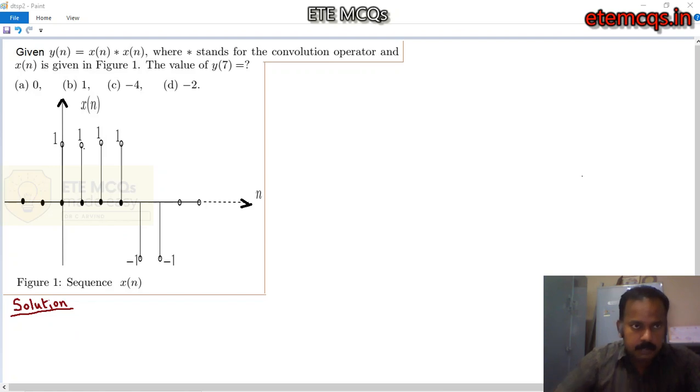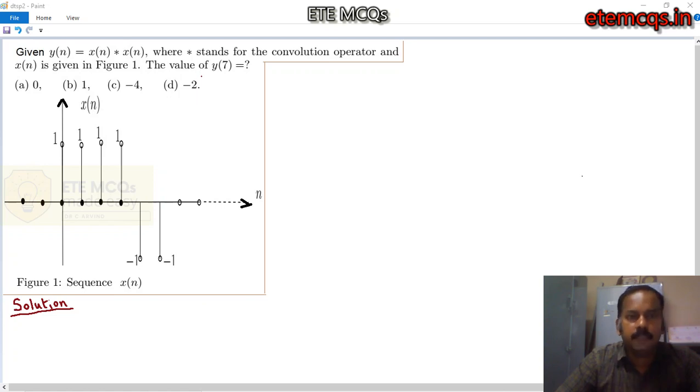The question is, given y of n is equal to x of n asterisk x of n, where asterisk is nothing but the convolution operator. If you are exposed to signals and systems and digital signal processing, then we know that this asterisk basically refers to the convolution operator. So y of n is x of n convolved with itself, and x of n is given in the diagram. You are supposed to find the value of y of 7.